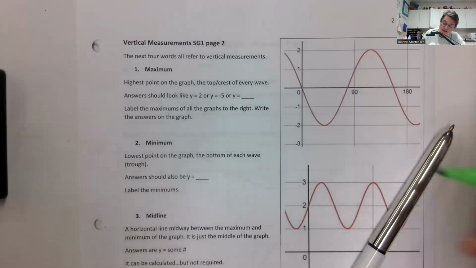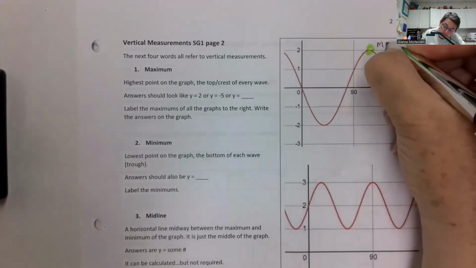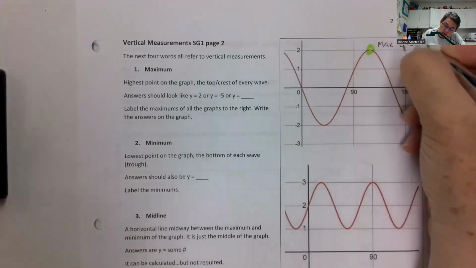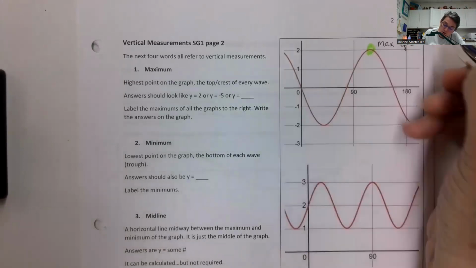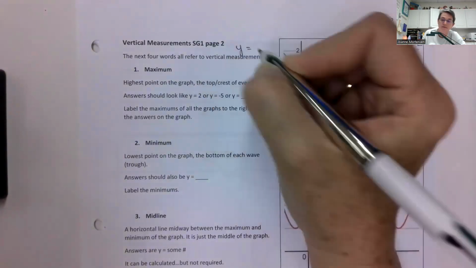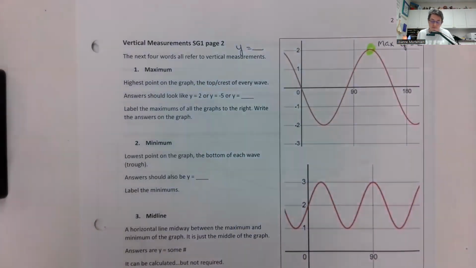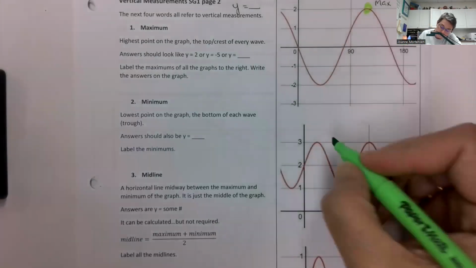So if we look, here's my maximum. And it's going to be y is equal to 2. So the first 3 are going to be y equals something, just like I said there. Ta-da! There's my maximum. Hey, you can pause the video because I have faith that you can figure this out. Okay, pause it, please. All right, let's look at these ones.